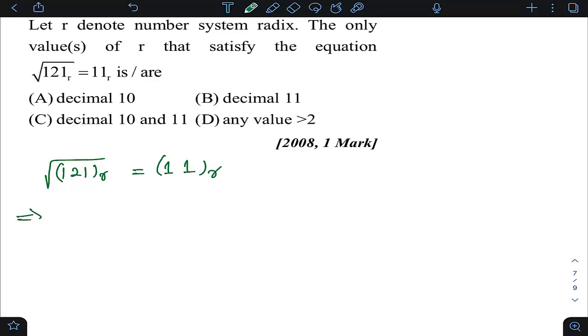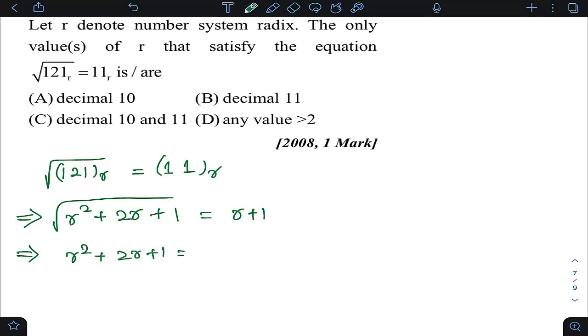So again we don't know what the base is. So let us convert this into base 10. So 1 into R square plus 2R plus 1, square root of this, is equal to R plus 1. Now this is in base 10 format. I have converted this into base 10, and this also into base 10. So now this is in base 10, I can do the normal manipulations, the normal maths that we do. That means R square plus 2R plus 1 is equal to R plus 1 whole square.